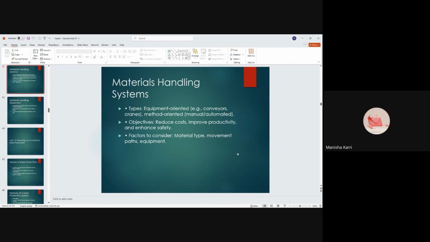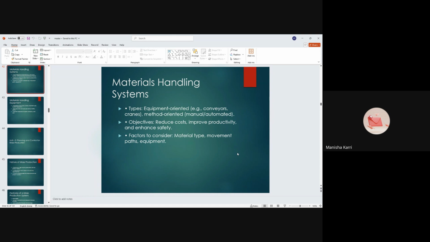So what are material handling systems? Generally, material handling systems are the methods used to move, store, or manage materials within organizations. Automatically, it helps to improve the efficiency of operations and makes materials handled more safely. So what is materials handling? It is a method, an equipment that is used to move, store, or manage the materials in the facilities. In these systems, there are some types of materials handling systems.